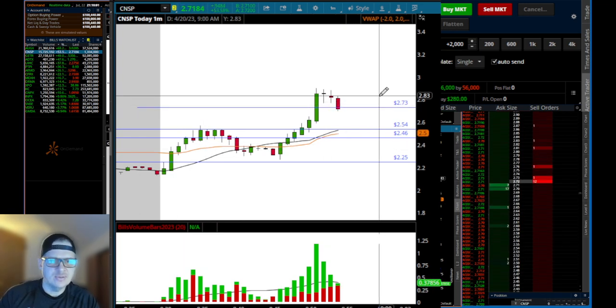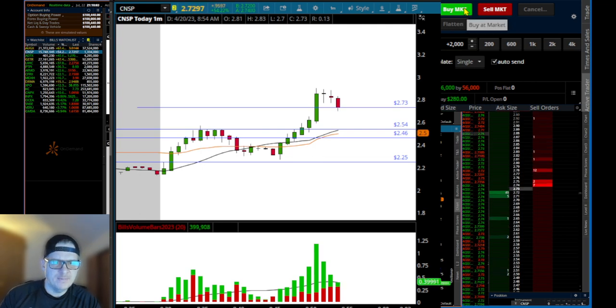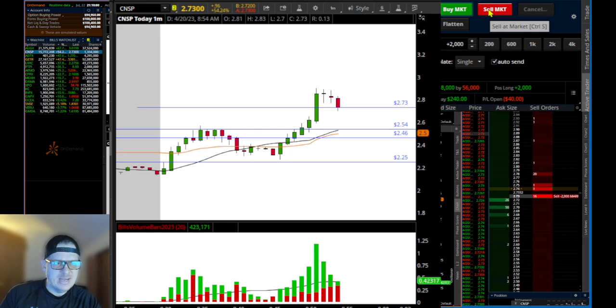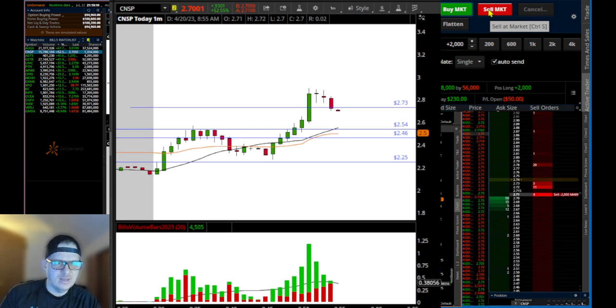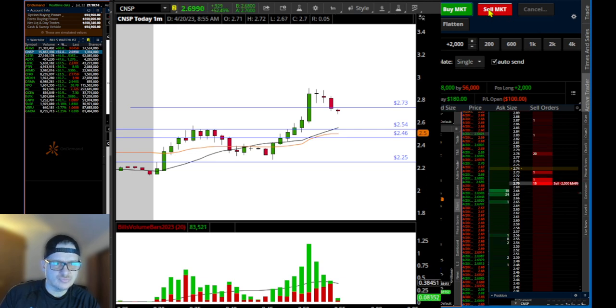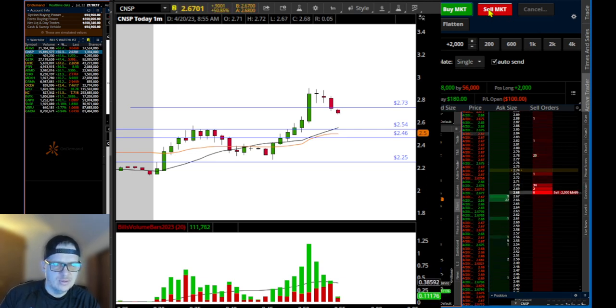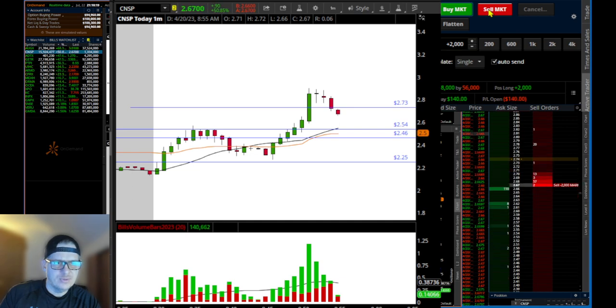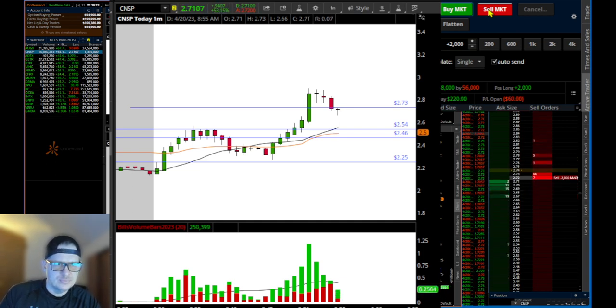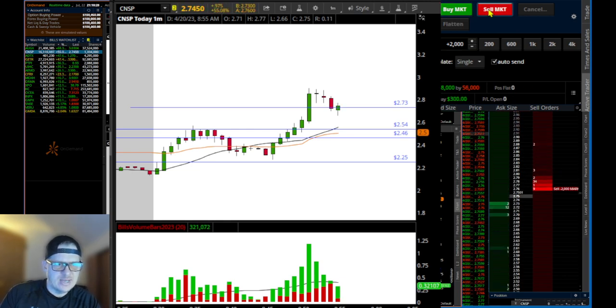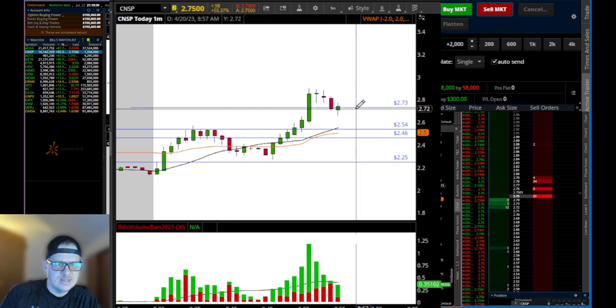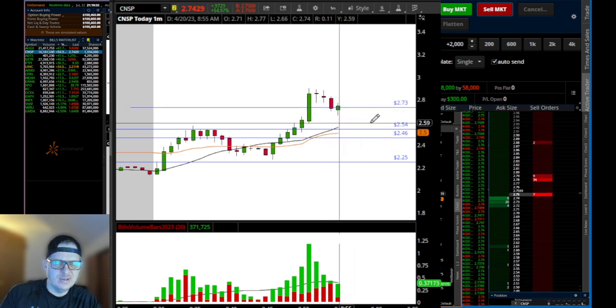Okay, now see how we got that drop there. Now what we want to do is maybe test and buy into that a little bit and see if we can't get another little move up here. Let's just see what it does here. Reason why I want to try this is because it's at that 273 support level, right?